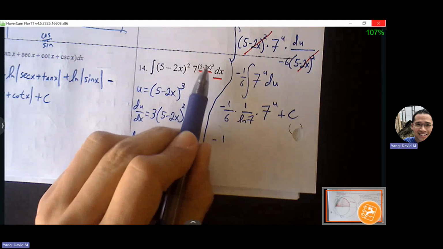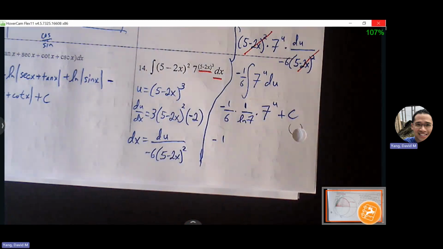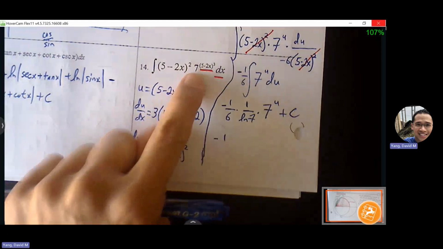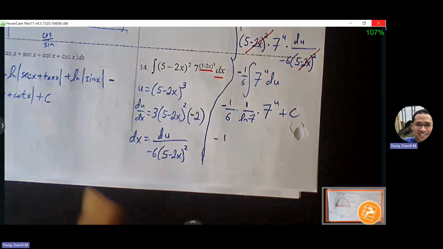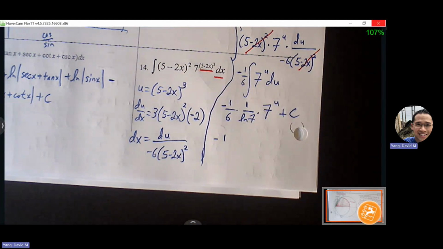Anytime you're picking an exponent, make sure you keep the entire exponent. Otherwise, you're left with 7 to the u cubed, and we don't have a rule for 7 to the u cubed. We have a rule for 7 to the u, so that forces us to take the entire exponent as our u value.